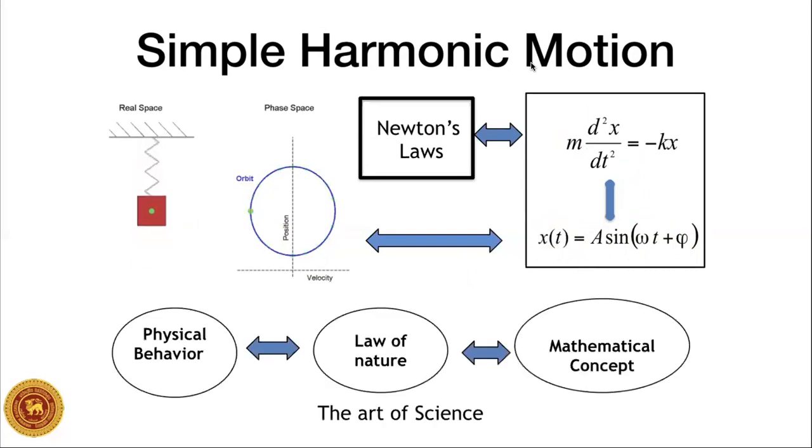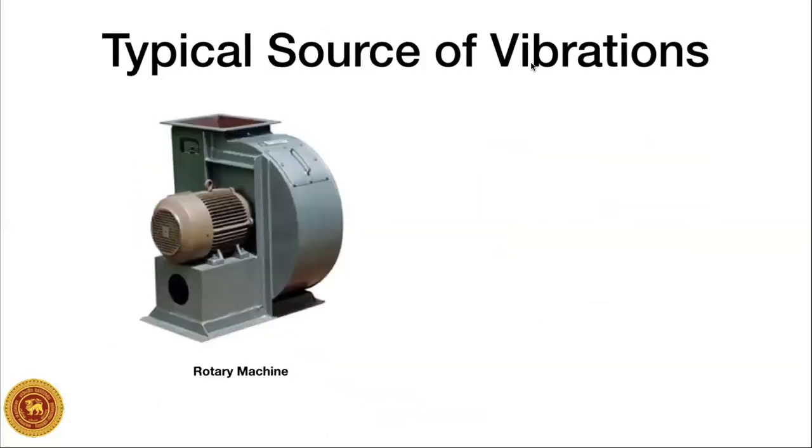So this is actually the art of science. We have physical behavior on one hand, and we have laws of nature on the other hand. Laws of nature give you a mathematical concept that describes a physical behavior. This is what we will try to adapt in trying to understand vibration. First of all, we'll look at what the typical sources of vibrations are.